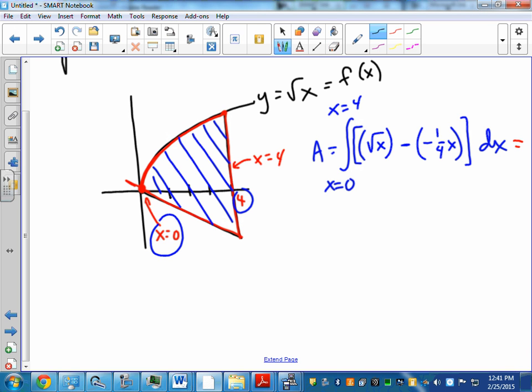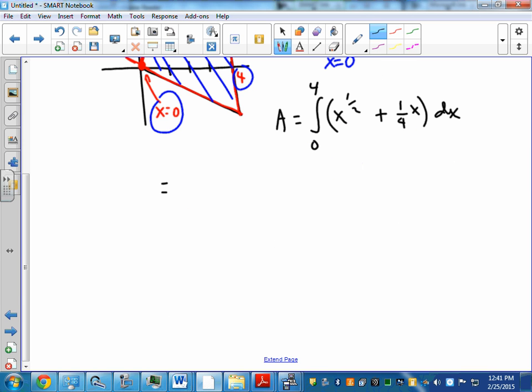Okay, so let's see. Our area is going to be the integral from 0 to 4. I have x to the 1/2, and this is plus 1/4 x. That's my integrand. So here's my antiderivative. Let's see, x to the 3/2, right, divided by 3/2, and then plus 1/4 x squared over 2. Antiderivative between 0 and 4. Clean these up a little bit. There's not much I can do with the front half. This back half is x squared over 8.